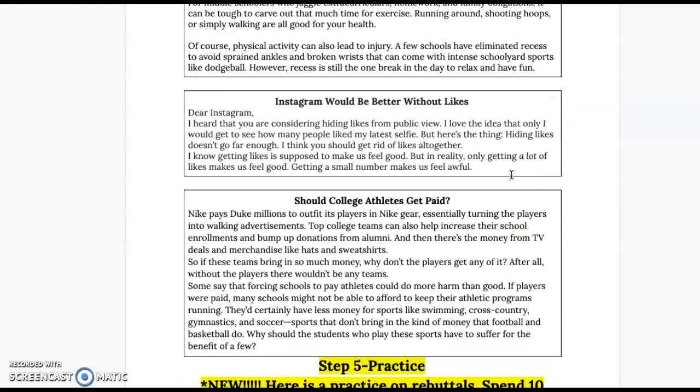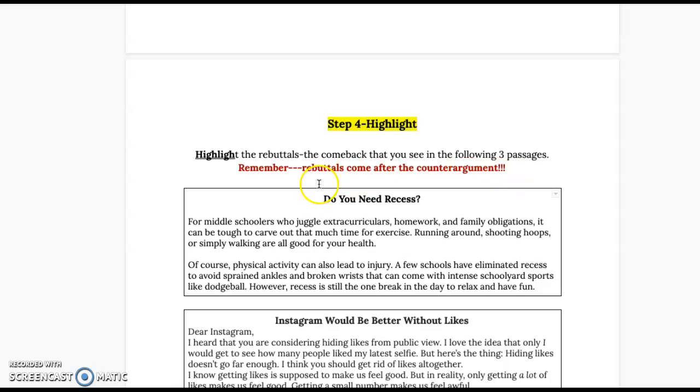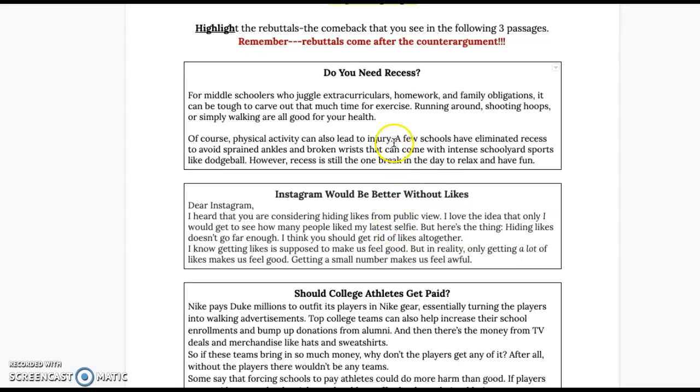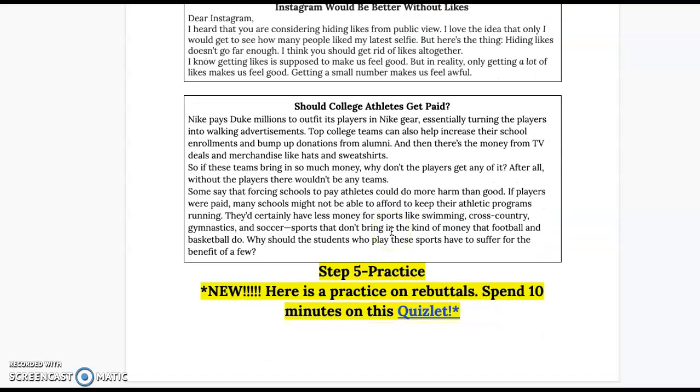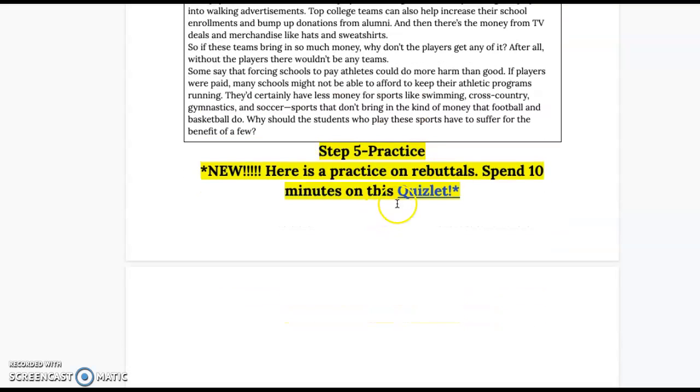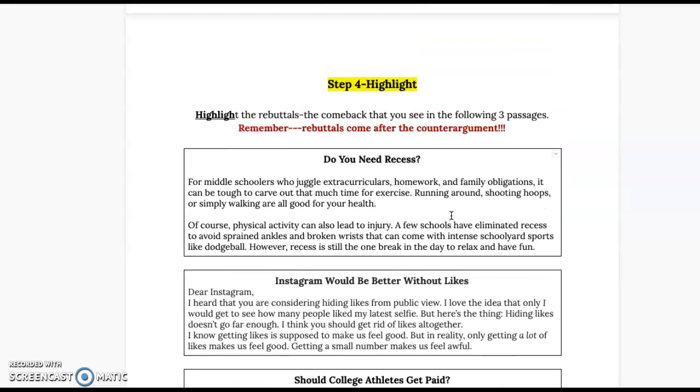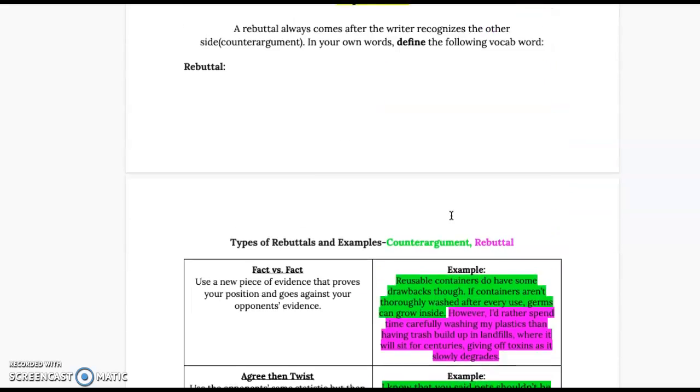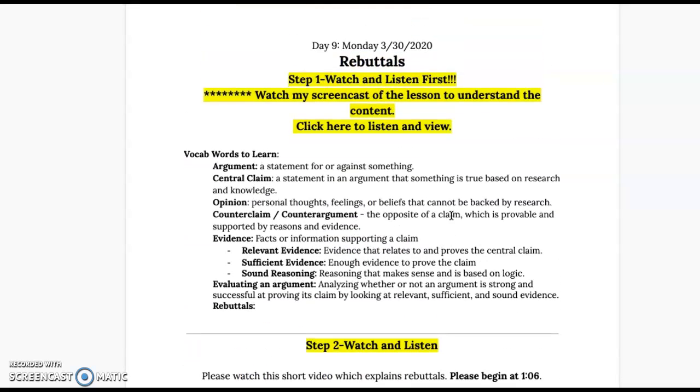Okay, so you're going to highlight, let's go back up to the directions, highlight the rebuttals. Okay, so you've got to highlight the one in here, the one in here, the one in here. And then we have a new Quizlet for you. This one's about rebuttals. I would like you guys to try 10 minutes on this today. It's really going to help you understand rebuttals better. Okay, this week we'll be doing this practice with rebuttals today. We'll have an interim on rebuttals probably by Wednesday, I think.